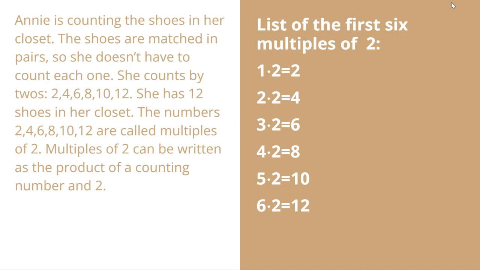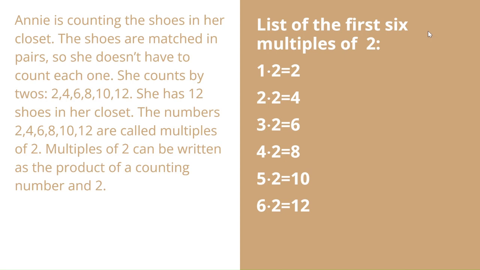So for example, Annie is counting the shoes in her closet. The shoes are matched in pairs, so she doesn't have to count each one. She counts by twos. 2, 4, 6, 8, 10, 12. She has 12 shoes in her closet. The numbers 2, 4, 6, 8, 10, 12 are called multiples of 2.